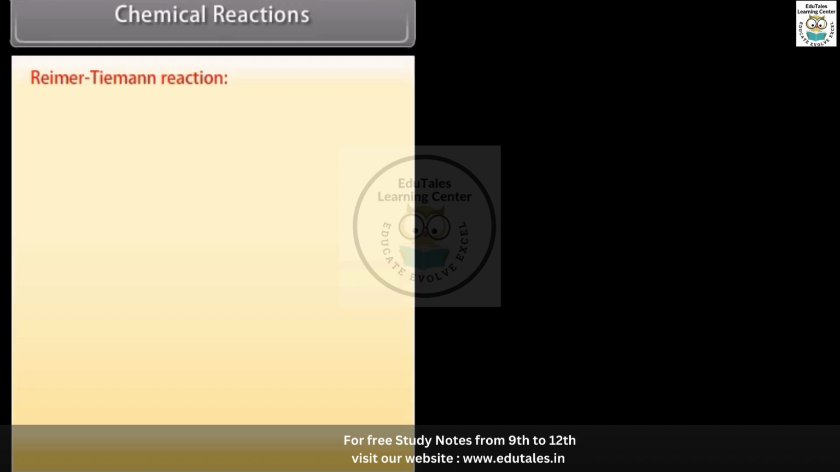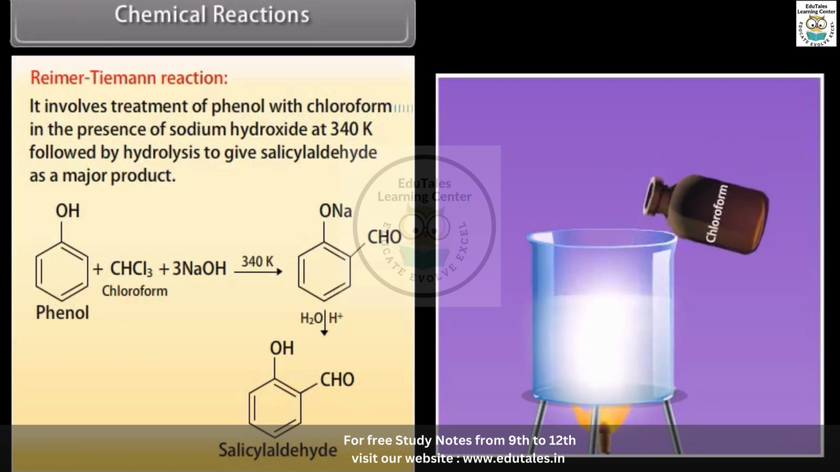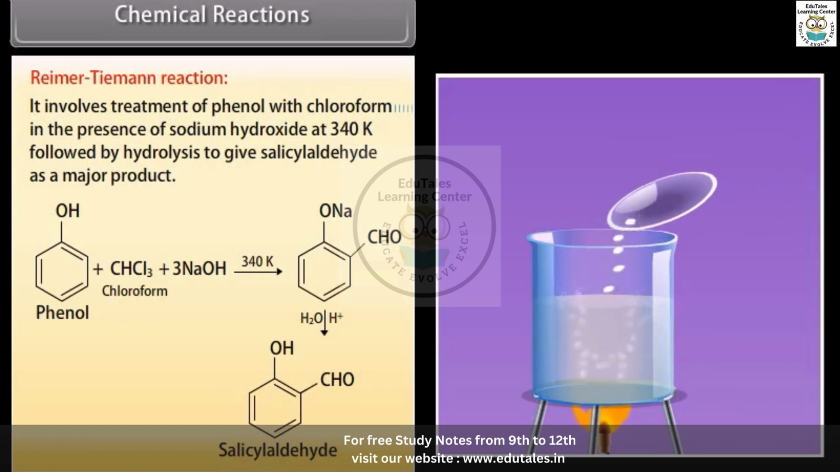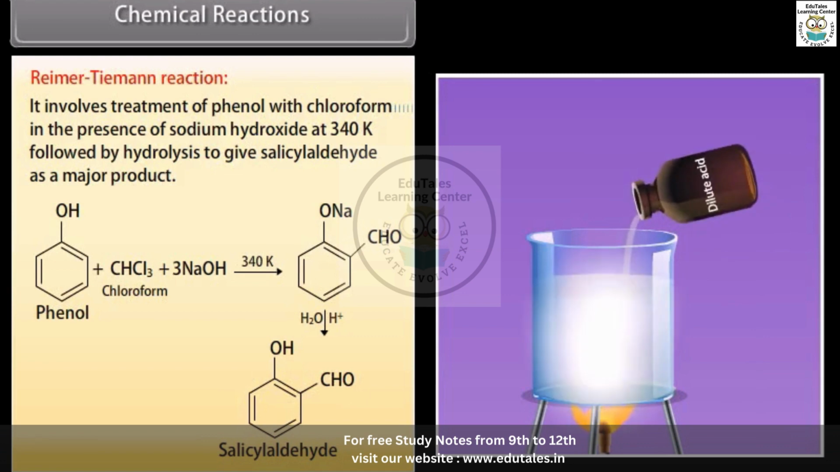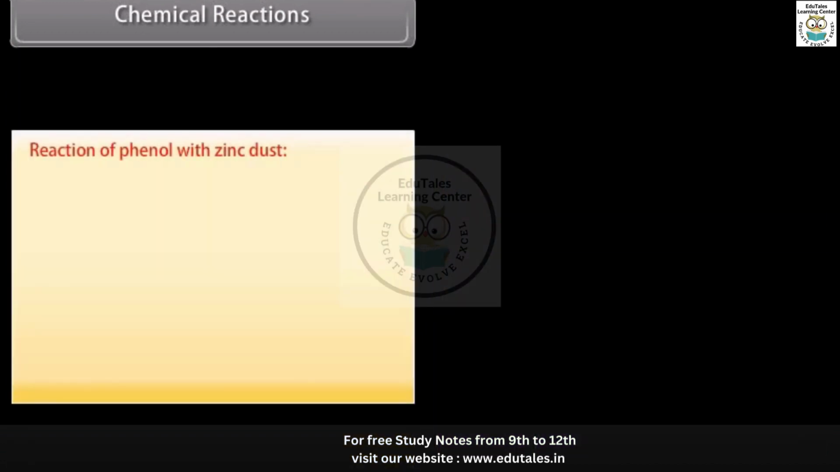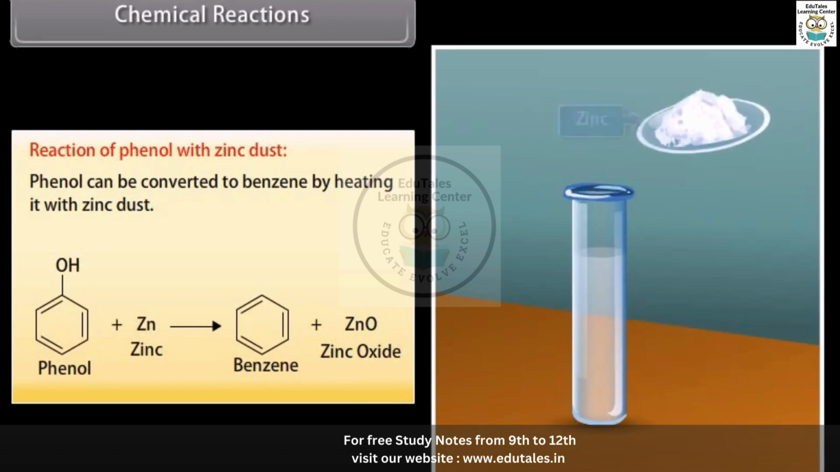Reimer-Tiemann reaction. It involves treatment of phenol with chloroform in the presence of sodium hydroxide at 340 Kelvin followed by hydrolysis to give salicylaldehyde as a major product. Reaction of phenol with zinc dust. Phenol can be converted to benzene by heating it with zinc dust.